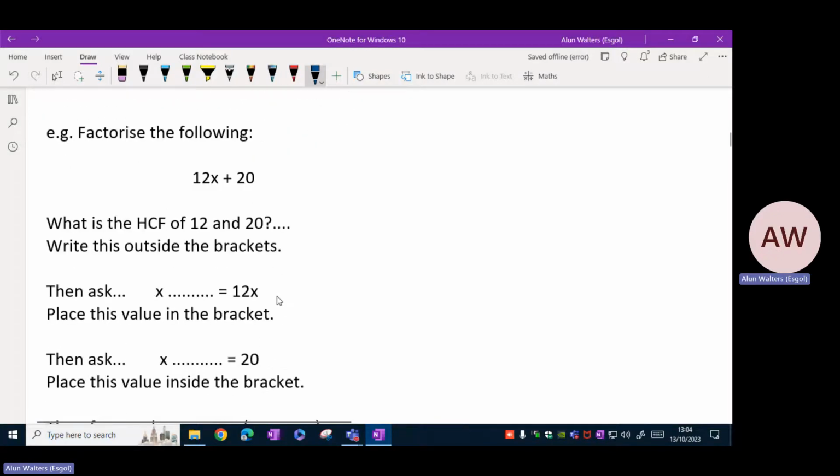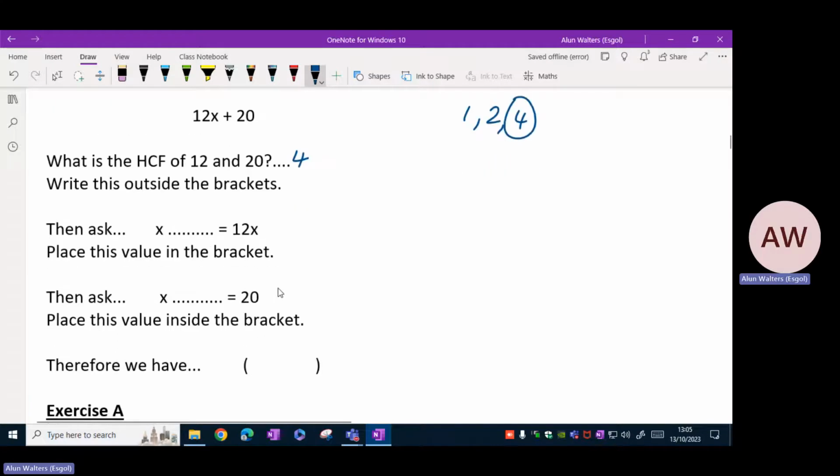So there are two terms here, 12x plus 20. We've got to look for the highest common factor of 12x and 20. Now, 1 goes into 12 and 20, 2 does, and 4 does. 4 is the highest common factor. So what we do is place 4 outside of the bracket here.